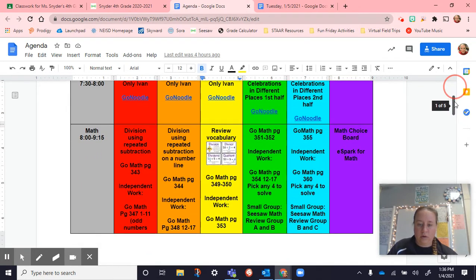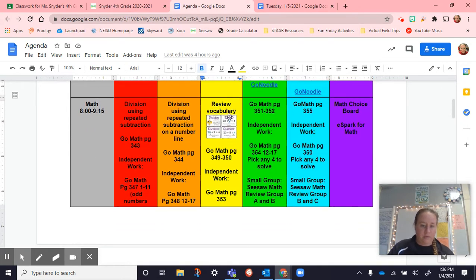So if you are with my math group, we're doing division with repeated subtraction on a number line. So on Monday, we learned about how to do repeated subtraction, and that's the same. When we're dividing, we're doing repeated subtraction. So today is just taking that and we're going to show it on a number line. So if you go to page 344, it looks like this.